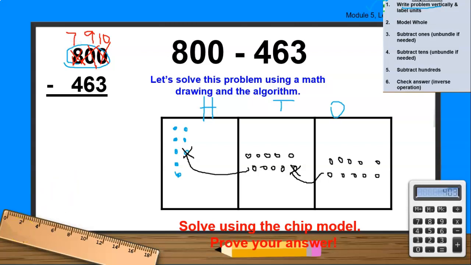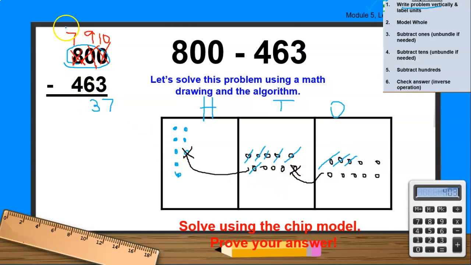So I'm ready to subtract now. I start in the ones place. 10 minus 3. I'm going to take out 3. 1, 2, 3. I end up with 1, 2, 3, 4, 5, 6, 7. I end up with 7. I start with 9 10s and I'm going to take away 6 10s. So I go 1, 2, 3, 4, 5, 6. I end up with 1, 2, 3. So I write it right here.